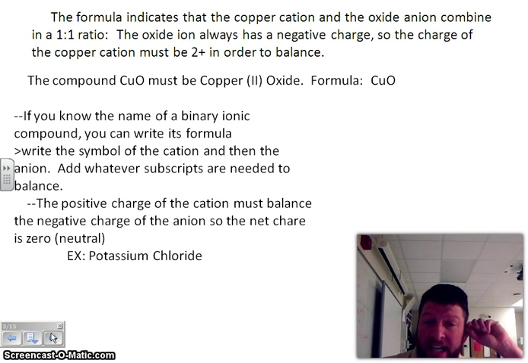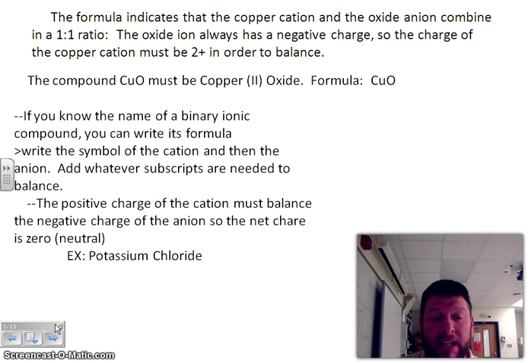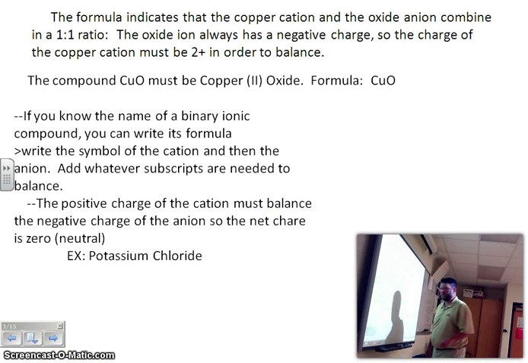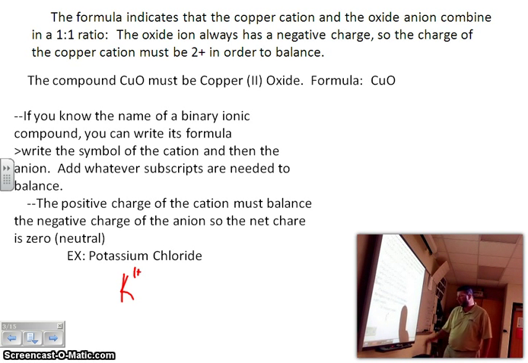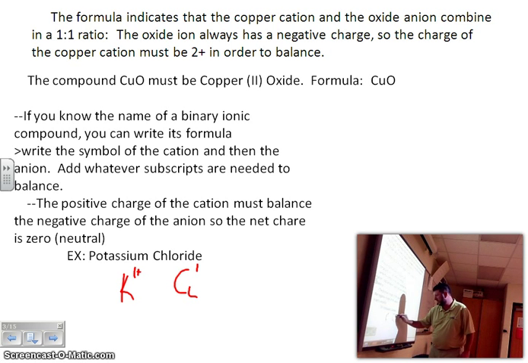Now if you know the name of a binary ionic compound, you can also write its formula. You write the symbol of the cation and then the anion. Add whatever subscripts are needed to balance. The positive charge of the cation must balance the negative charge of the anion, so the net charge is 0. Our example would be potassium chloride. So let's take a look at potassium chloride. We have potassium, which is a group 1A element, so we will say that it is a 1 positive. And we have chlorine, which is a nonmetal, and it is a 1 negative.